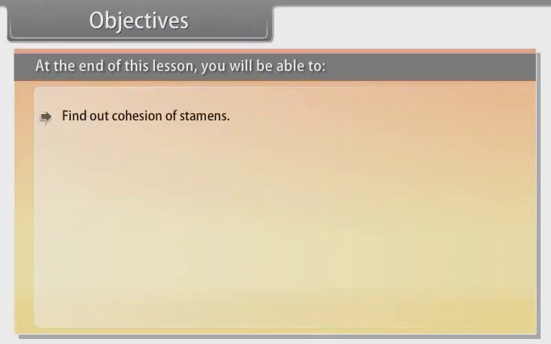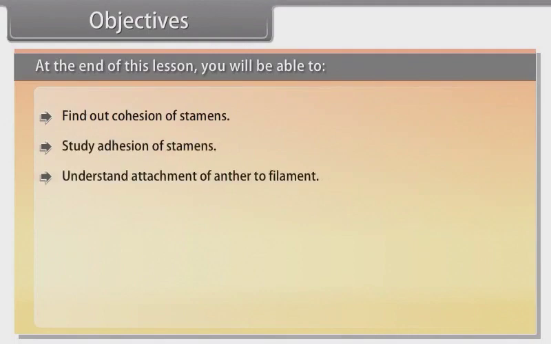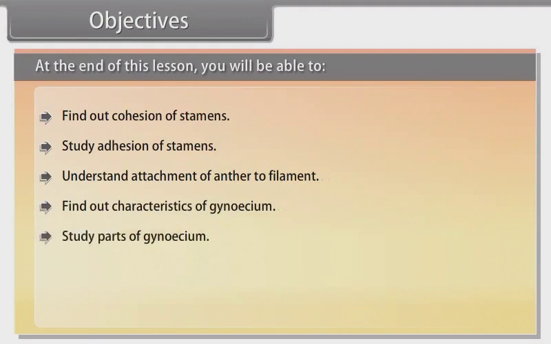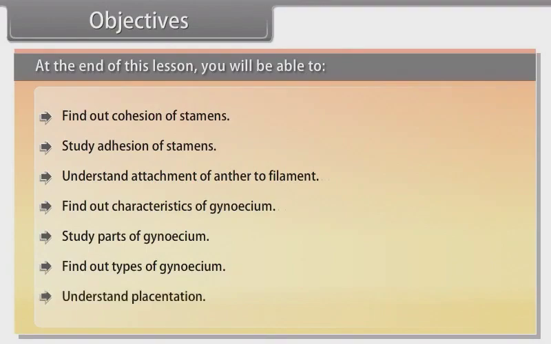find out cohesion of stamens, study adhesion of stamens, understand attachment of anther to filament, find out characteristics of gynoecium, study parts of gynoecium, find out types of gynoecium, understand placentation.